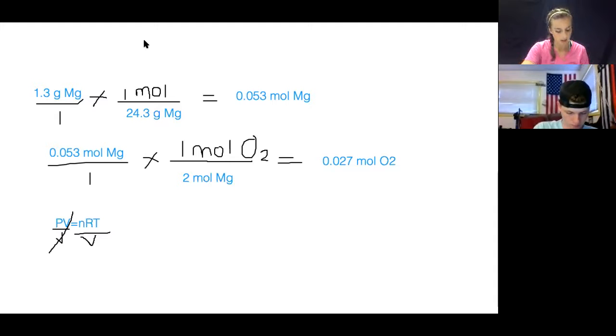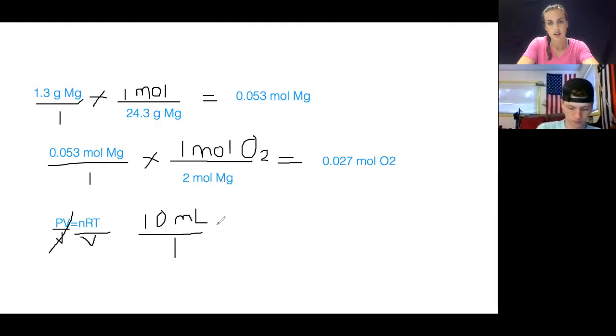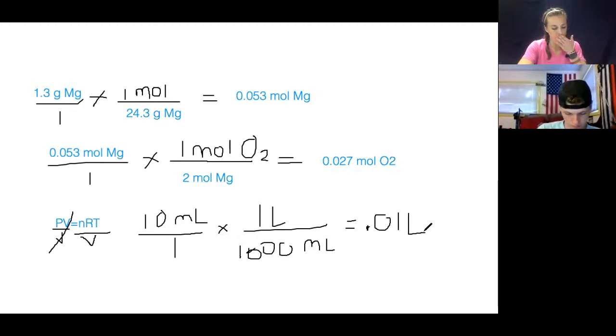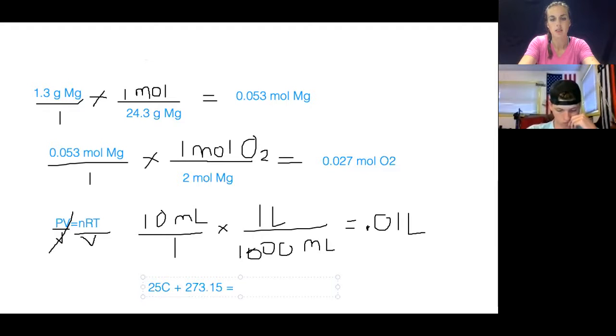So let's go ahead and convert the volume to liters. They give me 10 milliliters, and I know in 1 liter there are 1,000. So 10 divided by 1,000 is going to give you 0.01 liters. That's going to be your volume. And then we'll do 25 degrees Celsius plus 273.15, and that's going to give me 298.15.